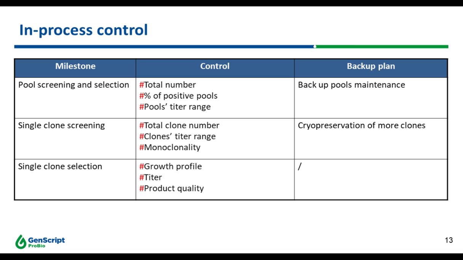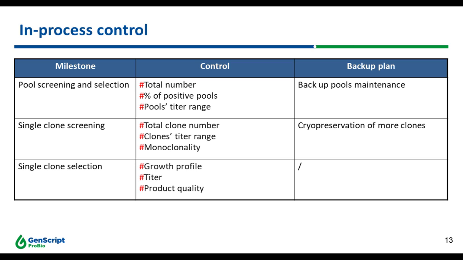Okay, so in in-process control, there are 3 major milestones. Okay, so it's pool screening and selection, single clone screening, and single clone selection. Okay, so for the pool screening and selection, you control the total number of pools. The higher the number, the higher the probability of getting your top clones. Okay, so with a higher number of positive pools, you have a much better chance of getting a higher titer.